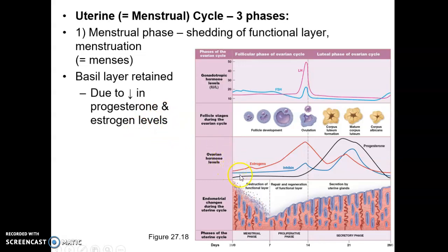Notice here progesterone in black and estrogen in red are fairly low. You notice at other times during the menstrual or uterine cycle, those levels are much higher. Also, the corpus luteum is degraded and becomes the corpus albicans, and the amount of estrogens and progesterones it secretes has dropped. Again, this is if no pregnancy has occurred.